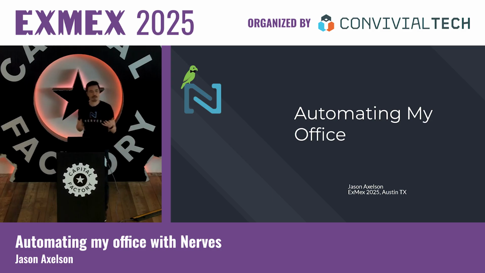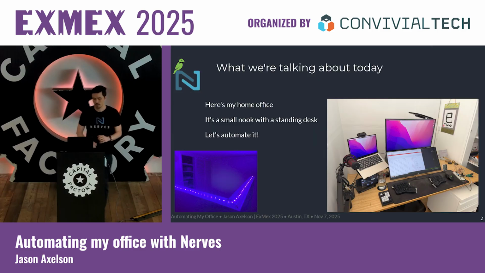Let's talk about automating my home office. So I work remote, so my office is something that is very important to me. This is what it looks like. And because I work remote, I really like to have everything set up just the way that I want, in a way that works well for me and that works well for all of my meetings.